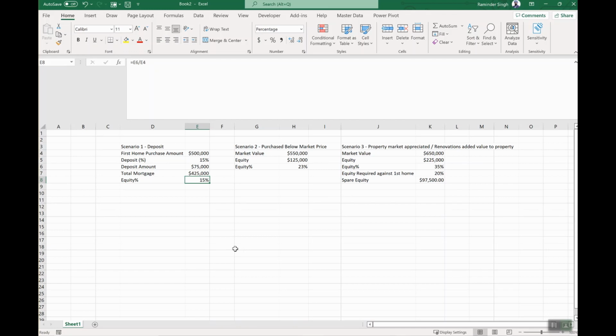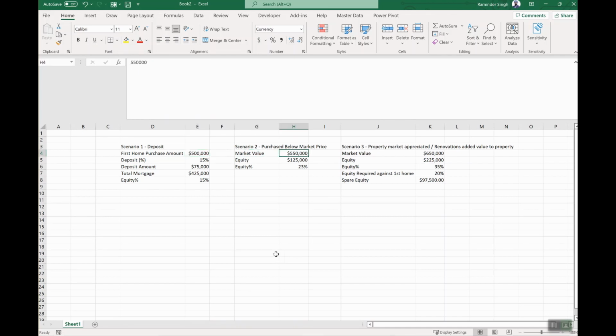We will then discuss the other scenarios on how equity is built or grown. Now let's look at scenario 2 here. Let's say when you bought the house, you managed to score a deal and purchase the house below market price. The bank told you that your property is valued at $550,000, whereas you managed to buy it for $500,000.